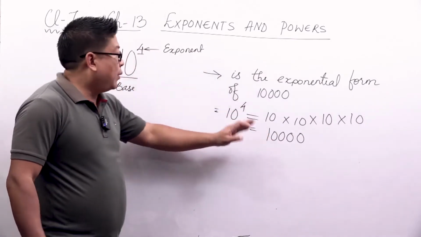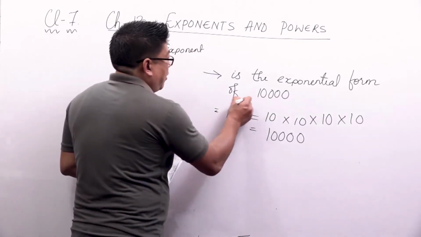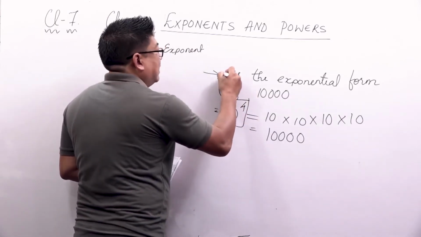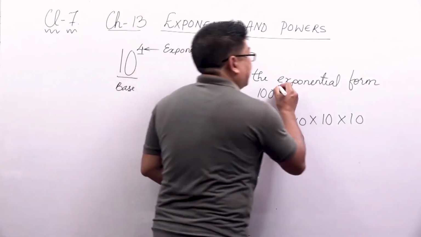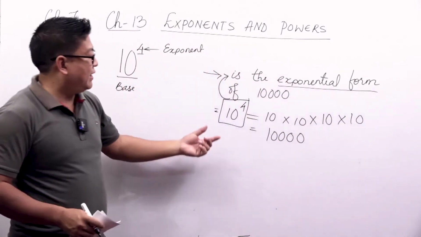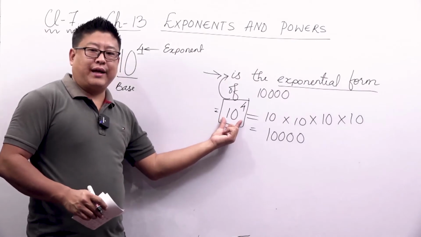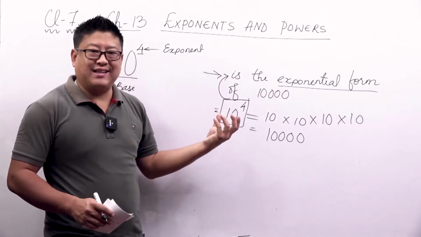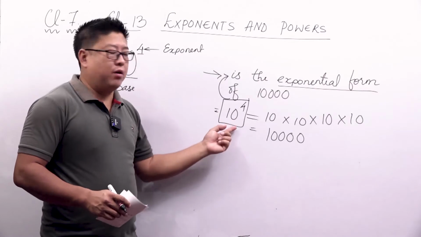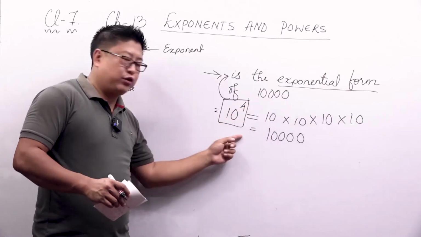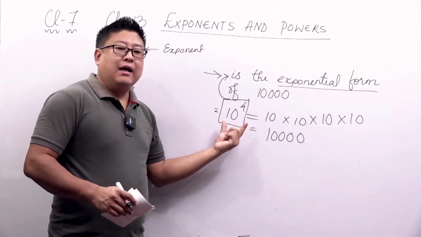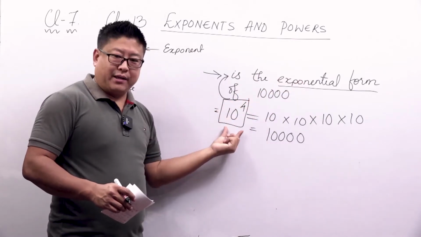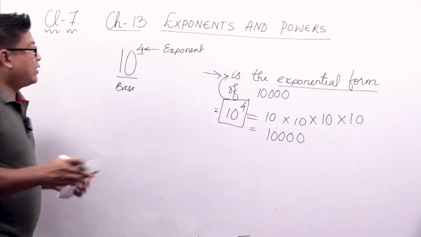So we can say that 10 to the power 4 is the exponential form of 10,000. Please remember this. Exponential form means in this form, in a short form. In simple words, this is the long form and this is the short form, just for your understanding. So exponential form means with exponent and base. Let's move on to the next topic.